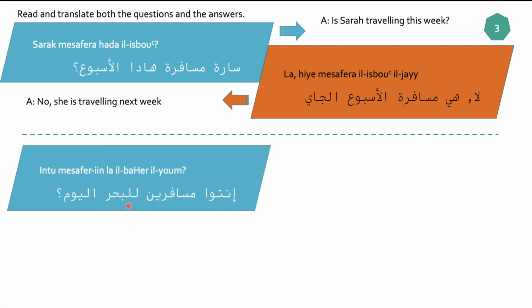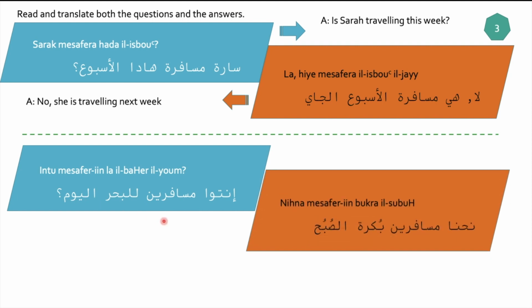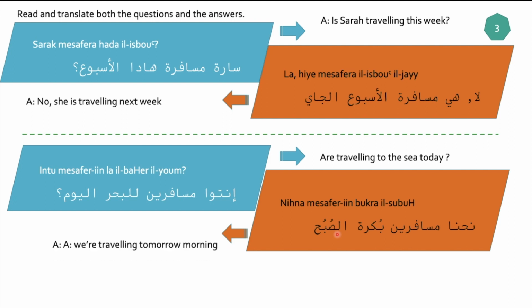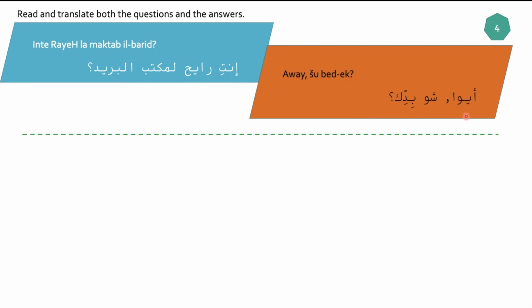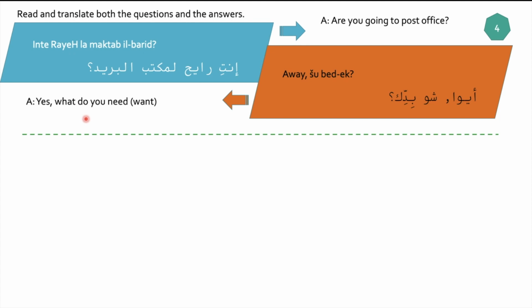انتوا مسافرين للبحر اليوم؟ نحن مسافرين بكرة الصبح. And the translation is, are you traveling today to the sea? We are traveling tomorrow morning. أنت رايح لمكتب البريد؟ أيوة، شو بدك؟ And the translation is, are you going to the post office? Yes, what do you need? What do you want?